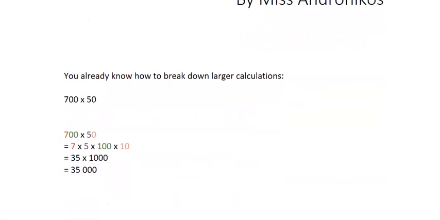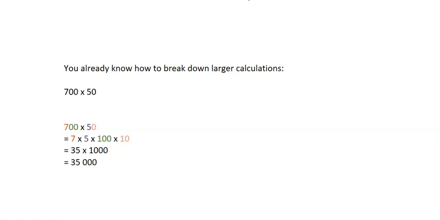Okay, you already know how to break down larger calculations. So if you had 700 multiplied by 50, you can break that down in your head. You can see the color coding here. You've got 7 taken from the 700, and the 5 taken from the 50. So 7 times 5 is 35. And then you've got the 100 taken from the 700 and the 10 taken from the 50. So putting those together is 1,000. And altogether, you get 35,000. That's just one example to break down larger calculations.